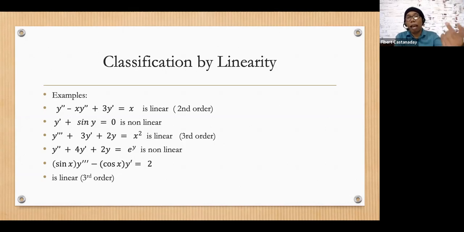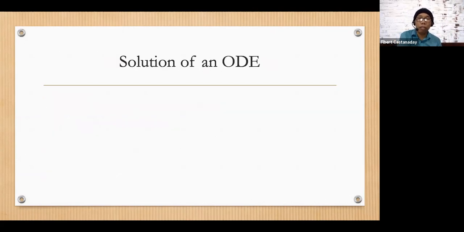Because you will be having a problem set. You can start answering that later maybe, but the deadline will not be immediate. Before the prelim exam, you should be able to submit the problem set. But I think you cannot proceed to the next activity if you can't finish the first one. So while the topic is still fresh, you should be able to answer the problem set at your convenient time. Now we move on to the solution of an ODE.